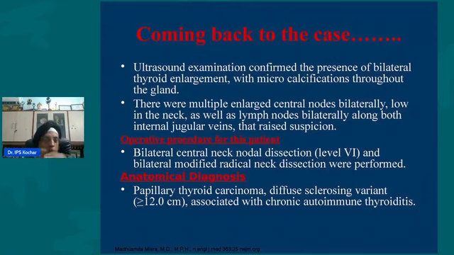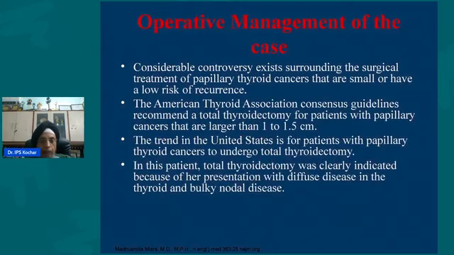So the operative procedure was a bilateral central neck dissection, removing all the nodes, and a bilateral modified radical neck dissection was performed. The suspected diagnosis was papillary thyroid carcinoma, diffuse sclerosing variant, acute or chronic. But this was finally diagnosed as chronic autoimmune thyroiditis. So, operative management of the case.